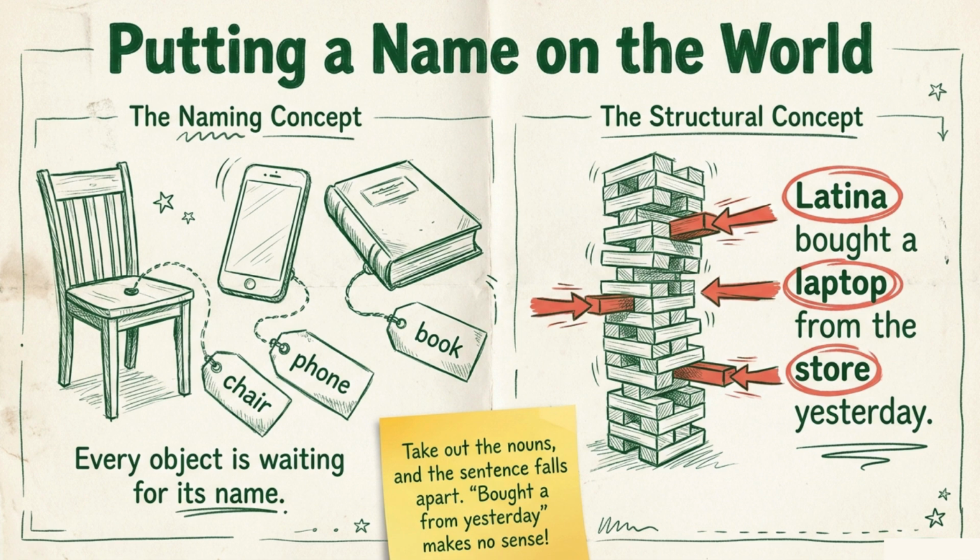Putting a name on the world. At the simplest level, a noun is just a name for something in the world. A chair, a phone, a book, all waiting to be labeled. But nouns also hold sentences structurally. Pull them out of "Latina bought a laptop from the store yesterday," and the whole sentence collapses into nonsense.